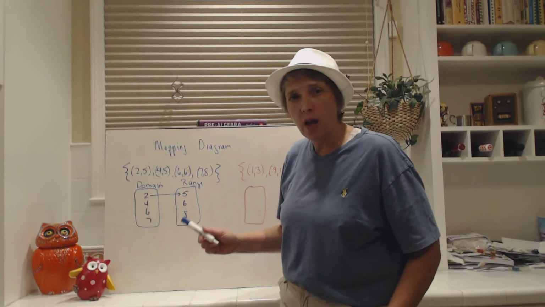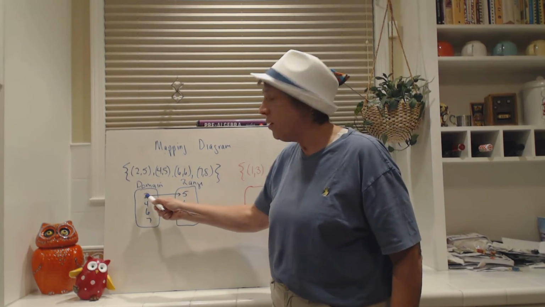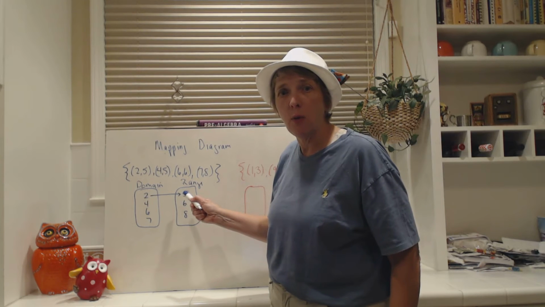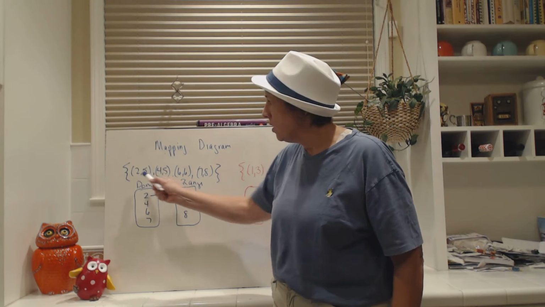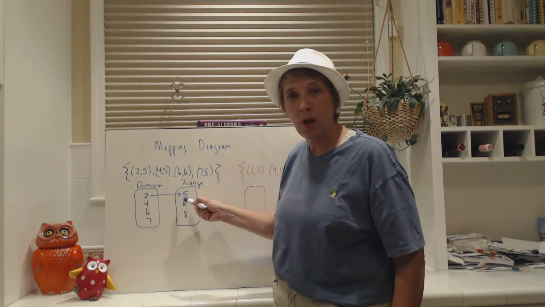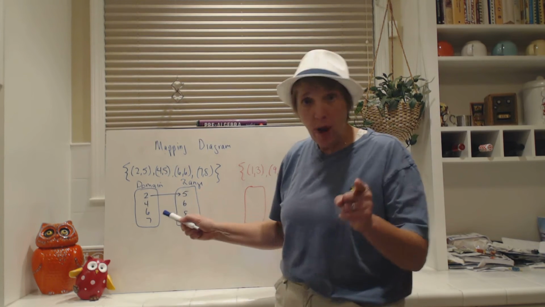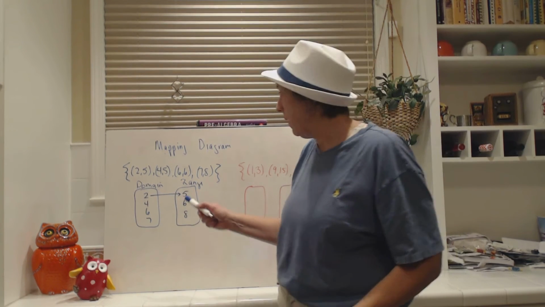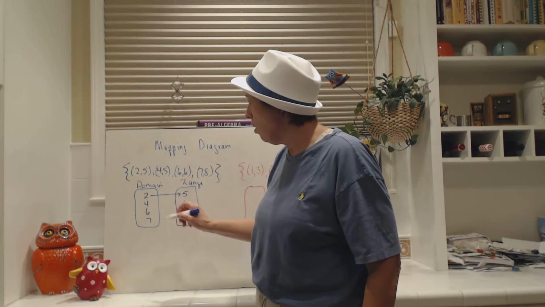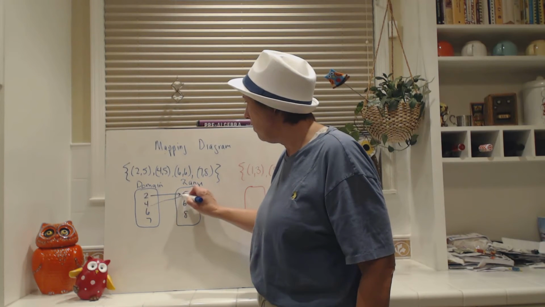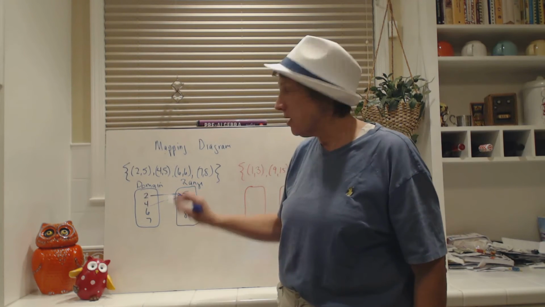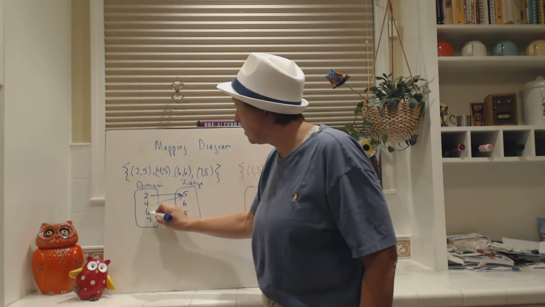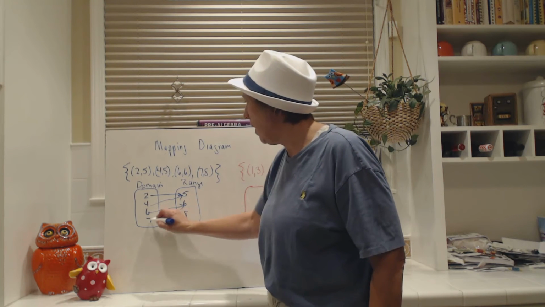So we draw an arrow from the domain to the member of the y-coordinate in the range. So see, 2, 5: 2 goes with 5. You got to be able to do this. This is called mapping. So now we do 4, and we're going to go 4 to 5, because that's 4, 5. Then we have 6, 6, and we have 7, 8.